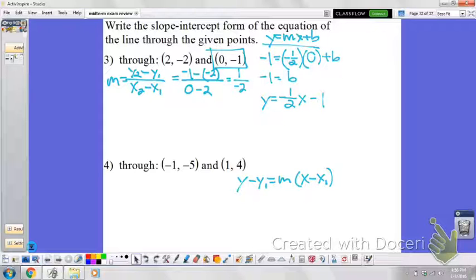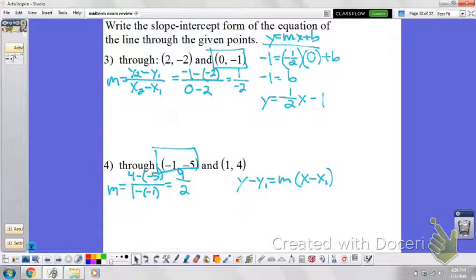In my second equation, again, I have to find my slope. So m is equal to y2 minus y1, so in this case, 4 minus negative 5, over x2 minus x1, so 1 minus negative 1. 4 minus negative 5 is 9, over 1 minus negative 1, which is 2. So my slope is 9 over 2. So I'm going to use my point-slope equation. So I need a point to substitute in. I am going to use negative 1, negative 5, and my slope of 9/2, and I'm going to substitute it in.